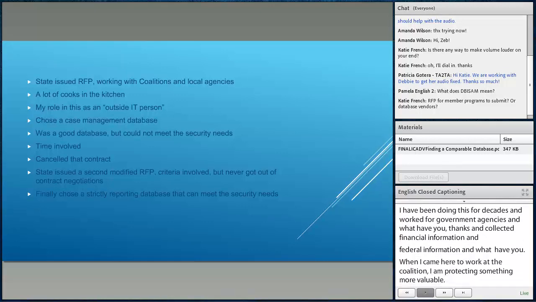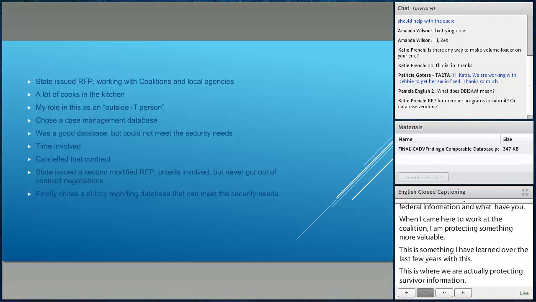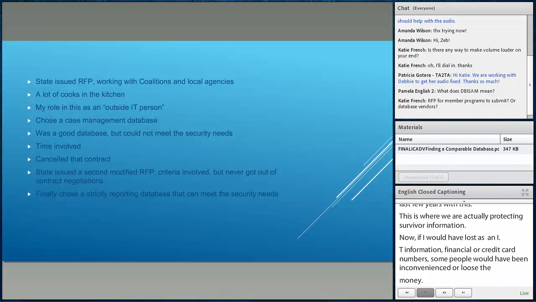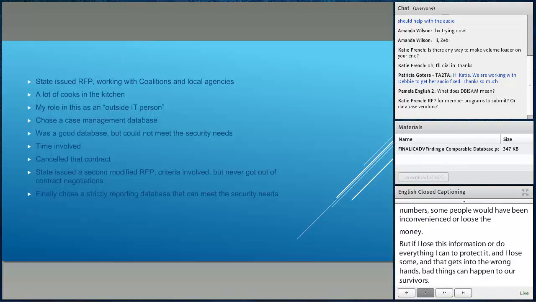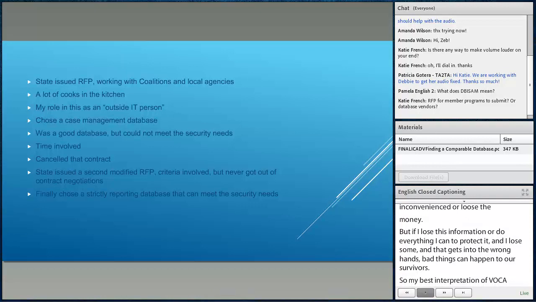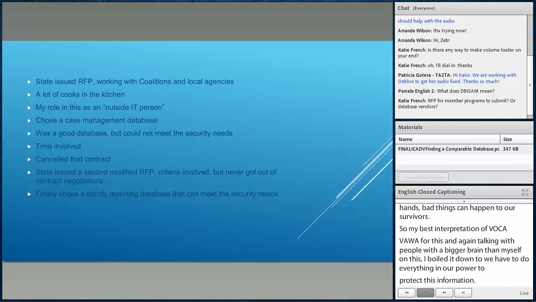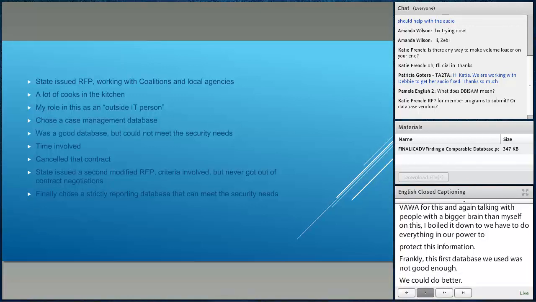If I had lost, as an IT guy, banking information, credit card numbers, some people would be inconvenienced, some people might lose some money. But if I lose survivor information, if I don't do everything I can to protect that, and that gets into the wrong hands, very bad things could happen to our survivors. So my best interpretation of VOCA and VAWA for this, talking with people with a bigger brain than I, is that we have to do everything in our power to protect our survivors' information. And frankly, this first database wasn't good enough. We could do better. That's the path we took when we rewrote the RFP. We went through the whole RFP process a second time, and the vendor was chosen.